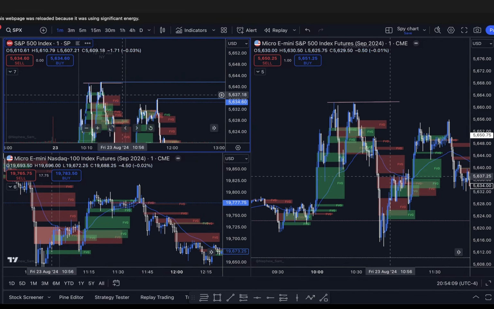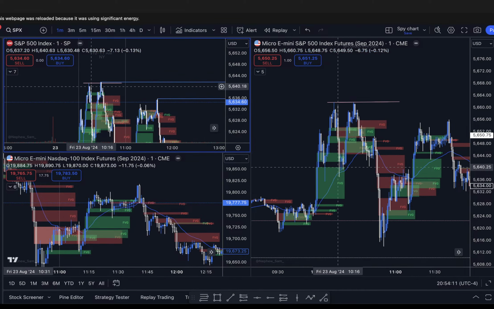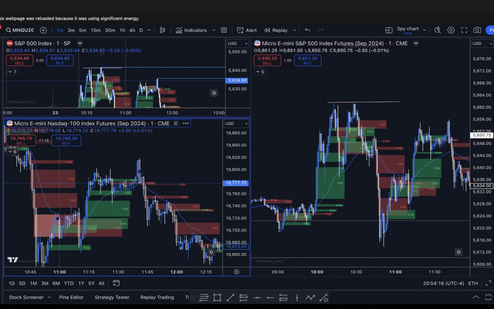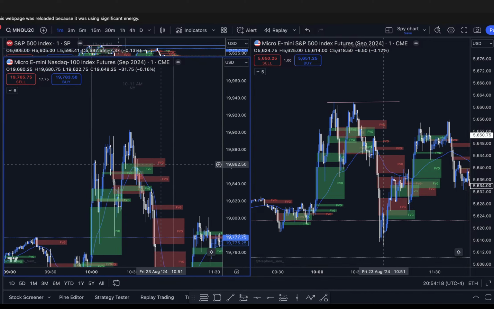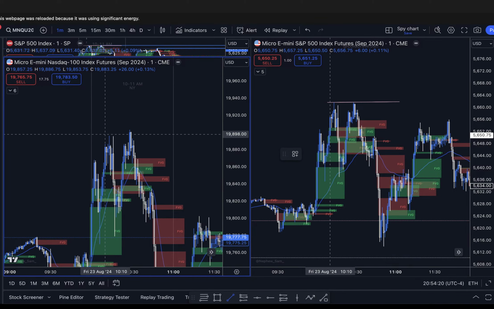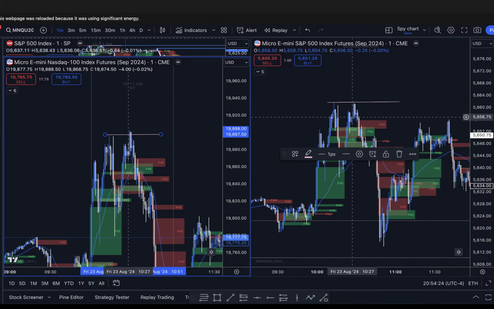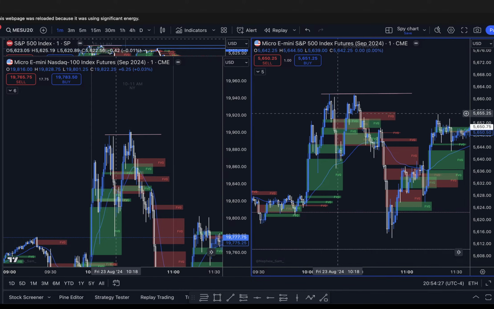This is definitely not NQ. NQ is here. Okay, so you see how NQ got swept out. ES did not. That was the SMT divergence. So if you took the trade on ES, you would not have gotten stopped out. You would have never got faked out.